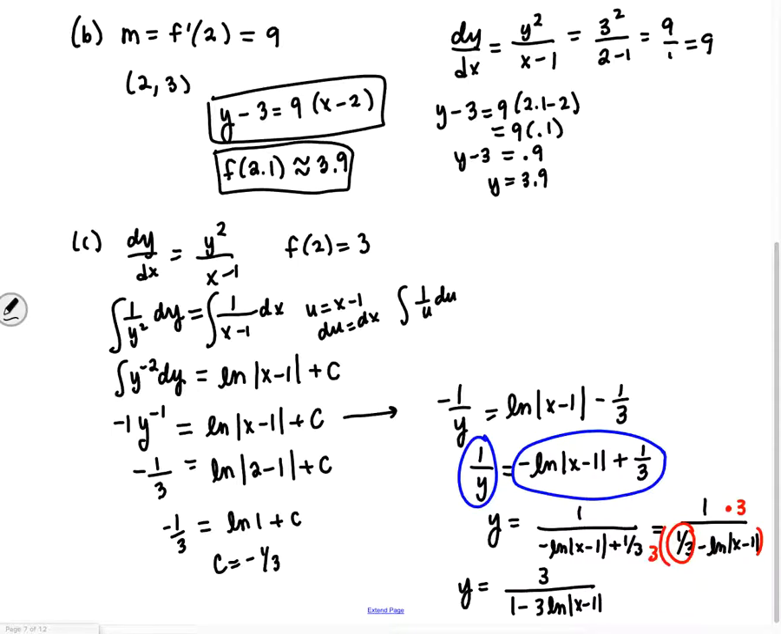Now, we also need to consider our domain. We have a natural log in this problem. We also had a denominator, right? So looking at this part right here, which was 1 over y, we know that y has to either be bigger than 0 or less than 0. Well, based on our initial point, we had 3, so we know our y values are greater than 0. But we also consider this.